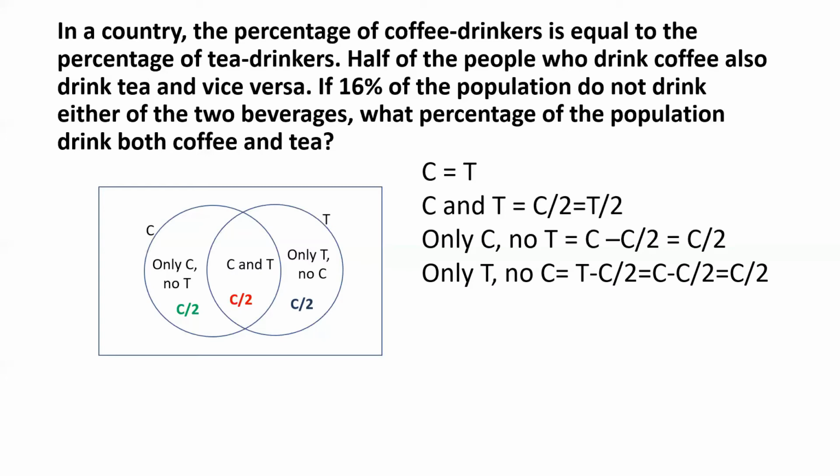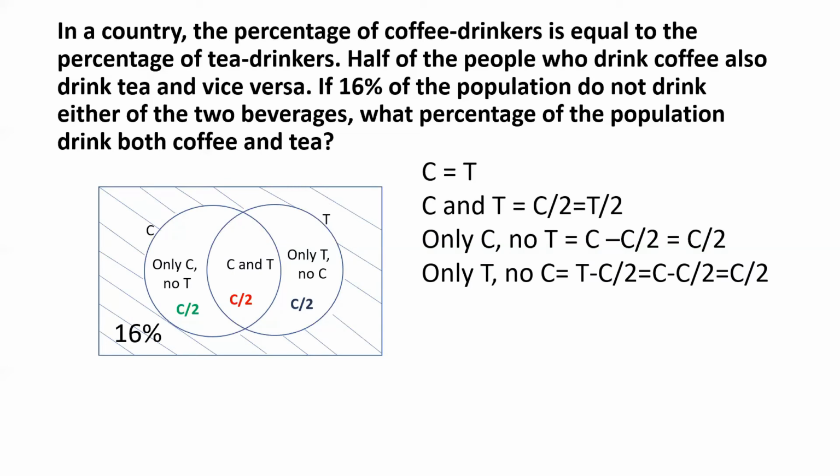Now, what about the area that lies outside the circles? That's the shaded area outside the circles. It does not include any coffee drinker or any tea drinker. So that represents the percentage of the population that do not drink either coffee or tea. And going by the problem, that percentage is 16%.